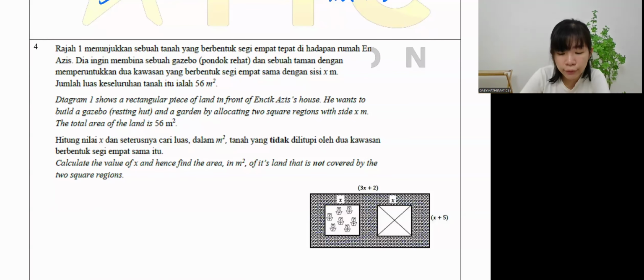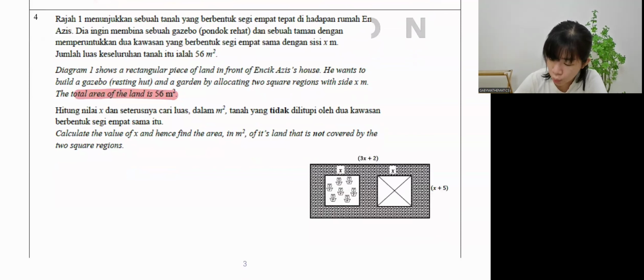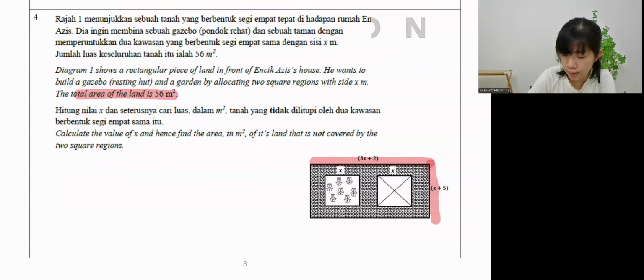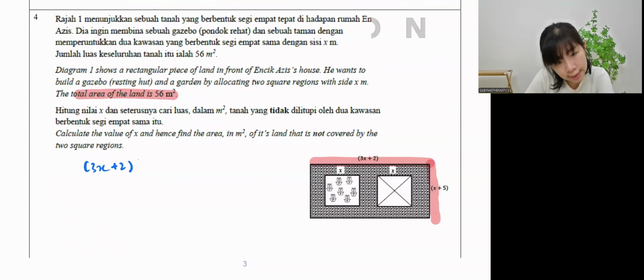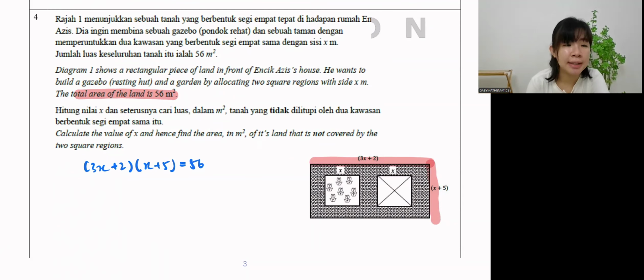First thing, we need to form an equation. What equation do we need to form? Depends on what information is given. They give us the total area of the land, so we find total area. Rectangle, always length times width. Put these two together: the length is 3x plus 2 times the width x plus 5 equals 56. This will be your first line. Then you expand, make it into general form.